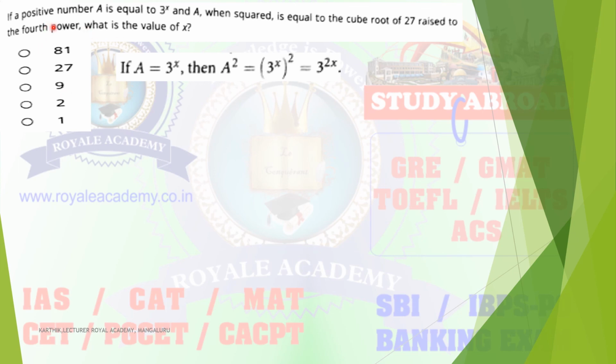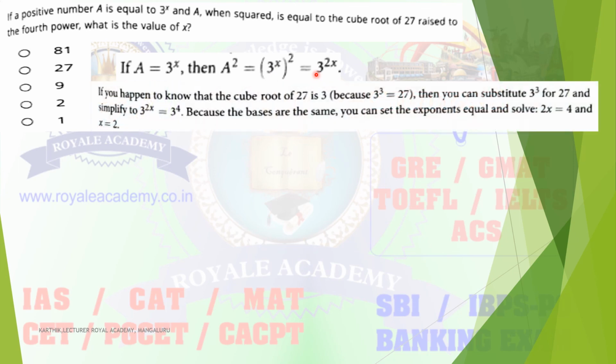Initially, the positive number a is equal to 3 to the power of x. Then a squared, why, because when squared, it changes to 3 to the power of 2x. Okay, so next, it is equal to the cube root of 27, that is nothing but 3, because 3 cubed is equal to 27. Cube root of 27 is 3. Next, raised to the fourth power, so 3 to the power of 4.